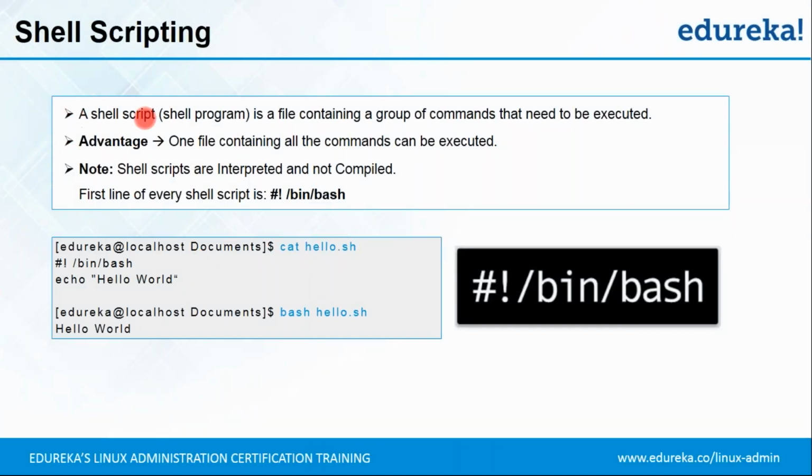So as the definition says, a shell script or a shell program is a file containing a group of commands that need to be executed. Okay. The advantage is, one file containing all the commands can be executed, and the thing to note is, shell scripts are interpreted and not compiled. Okay, I'll get back to this line. Okay, and the first line of every shell script is hashtag, exclamation mark, space, /bin/bash. Okay, now there's a reason why we have these two important lines.